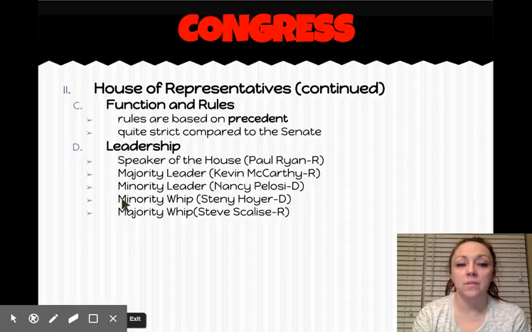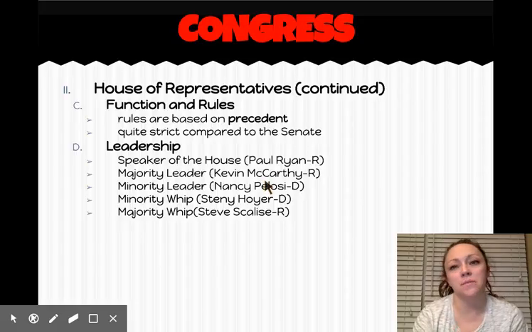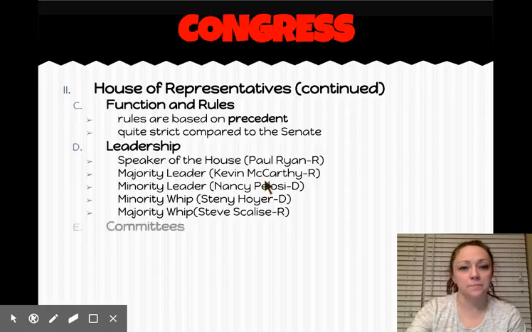And then I have the minority and majority whips. The minority whip is responsible for, just as the majority whip is, for whipping up votes, which means that they're responsible for making sure that members of their party are present and are voting on important bills.